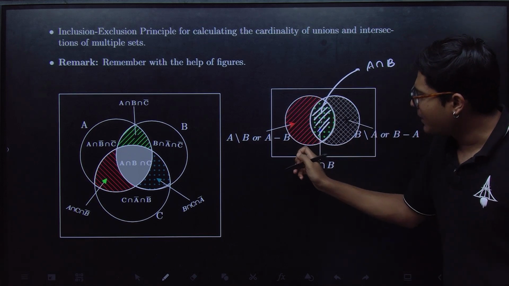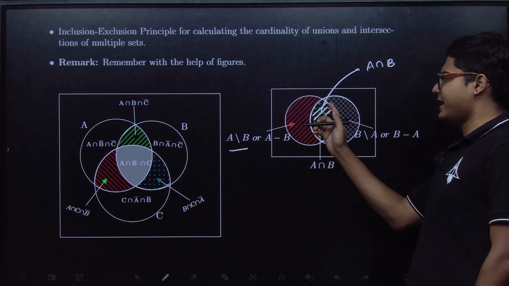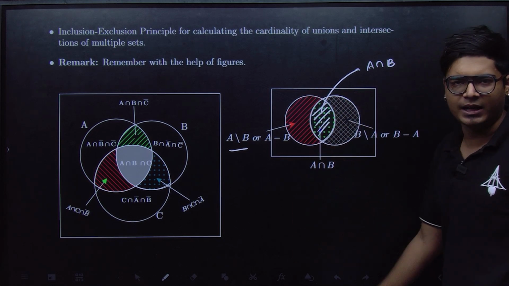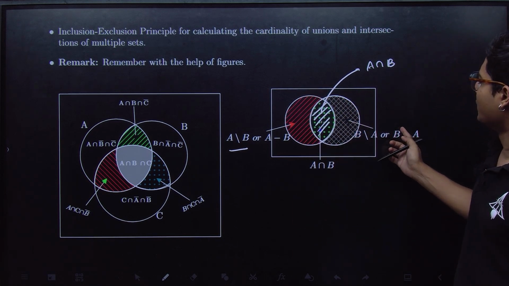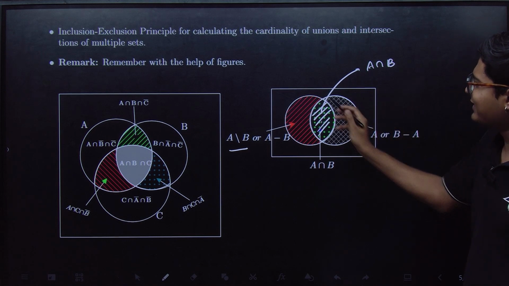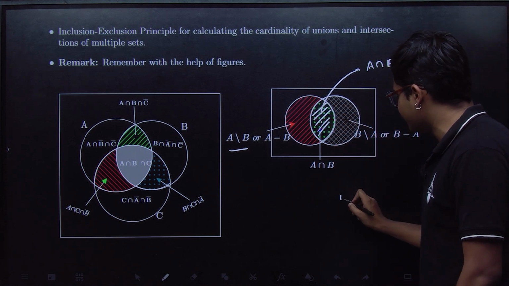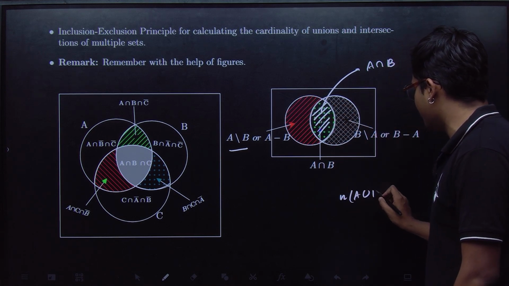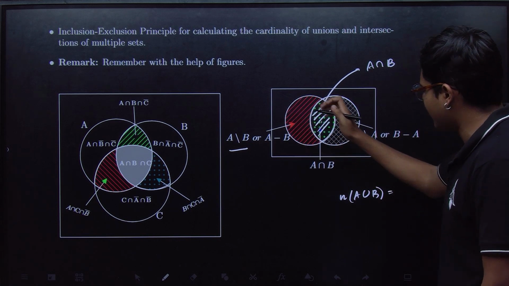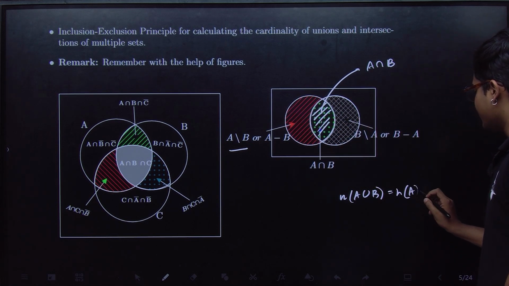Again, if you look at this red part, it's nothing but A minus B, right? Because you're taking every element inside B and removing it from A. This way you can define what B minus A is. Now, if you look at the size of this entire thing, if I talk about the size of A union B, that is going to be first add the size of A to it, add the size of B, right?